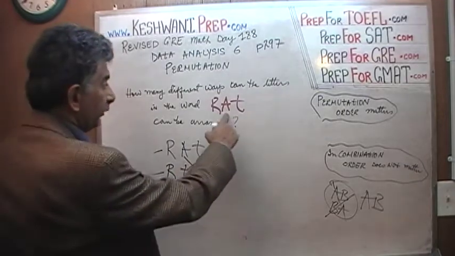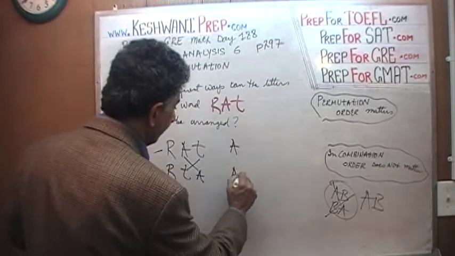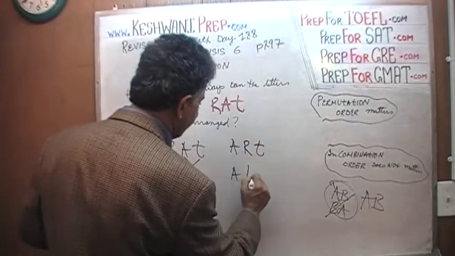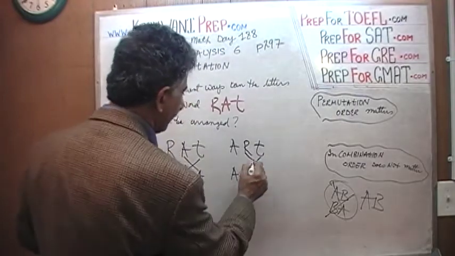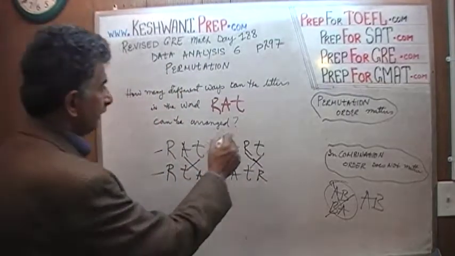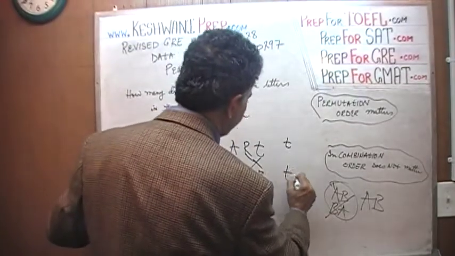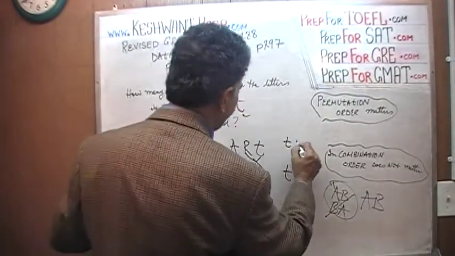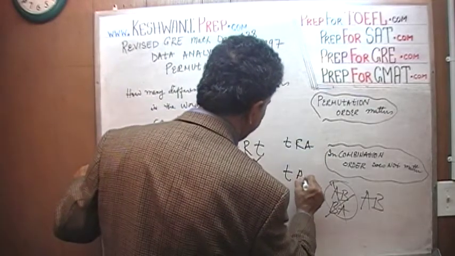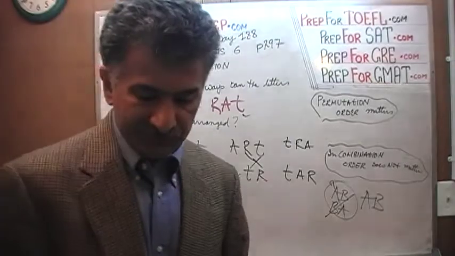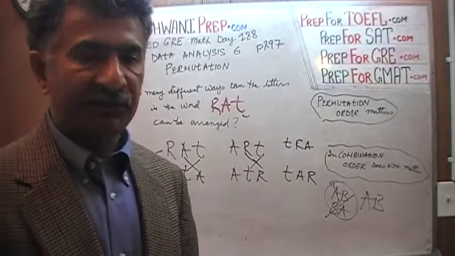Or we can put A in the first place, and then we'll have R and T, or T and R. Again, switch them. Or we can put T in the first place. If we put T in the first place, then we have RA or AR. Turns out there are six different ways that these three objects can be ordered.